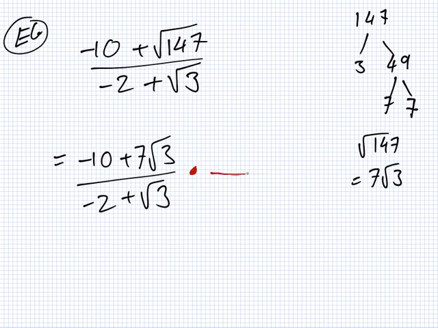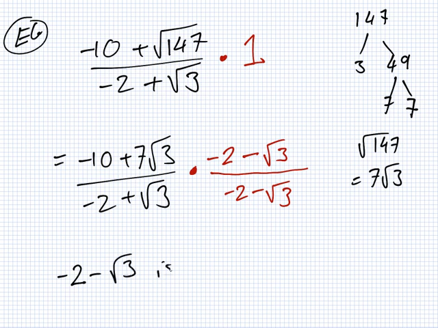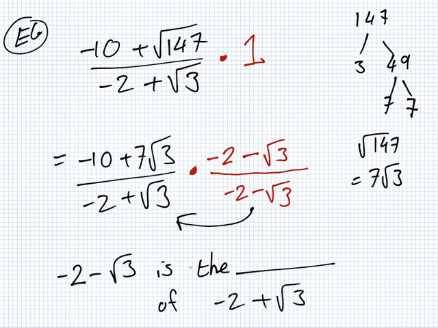You multiply the top and bottom by this. Minus 2 minus root 3 and minus 2 minus root 3. Because really, you're still multiplying by just 1, which just doesn't change the value. But this multiplication actually makes it easier. And there's a name here for this. So minus 2 minus root 3 is the something of minus 2 plus root 3. Does anyone know what this is called compared to this?